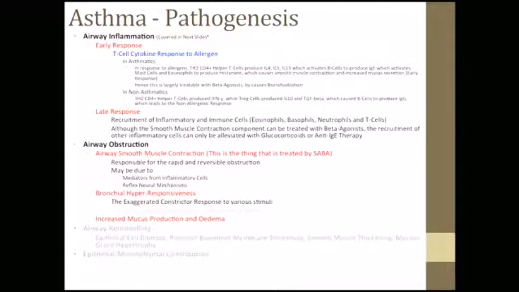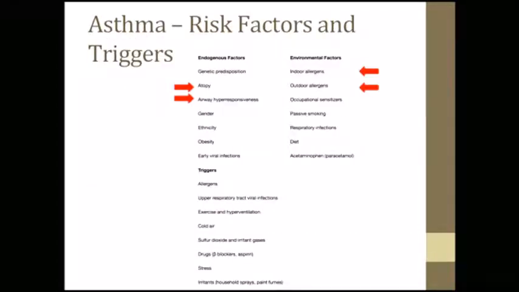The rest you can read yourself. These are the common risk factors and triggers. You have atopy and airway hyperresponsiveness, indoor allergens and outdoor allergens, among all the others. Important is to realize the difference between risk factors and triggers. Risk factors are things you use to help you diagnose asthma. Triggers are things that you identify after you've already diagnosed the patient.